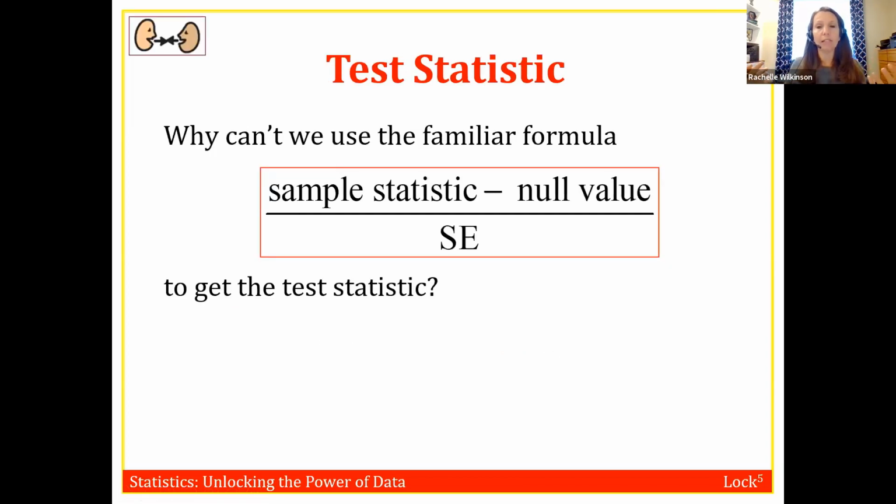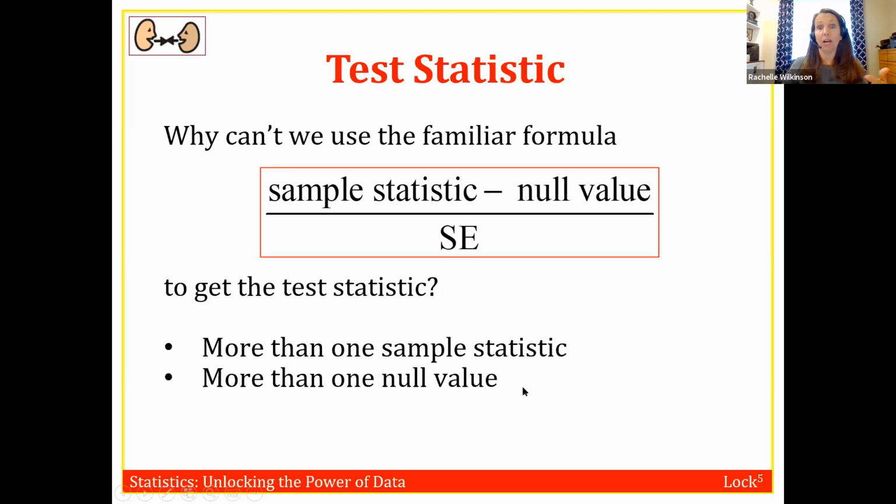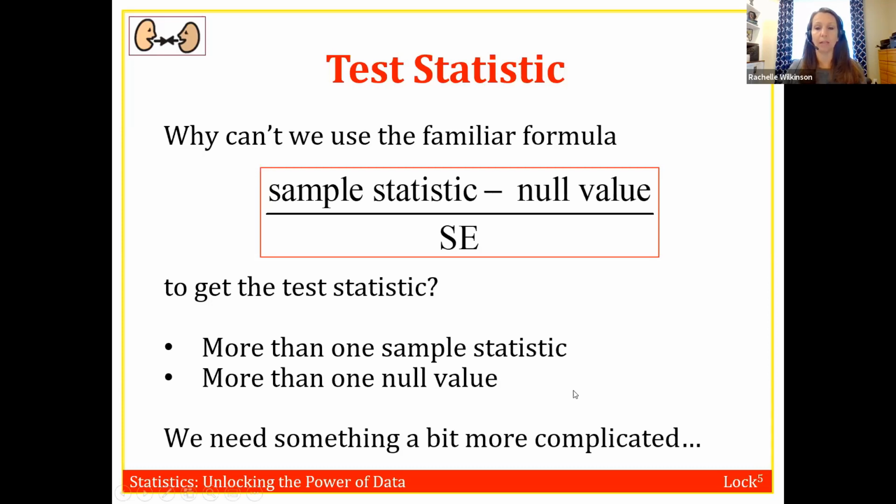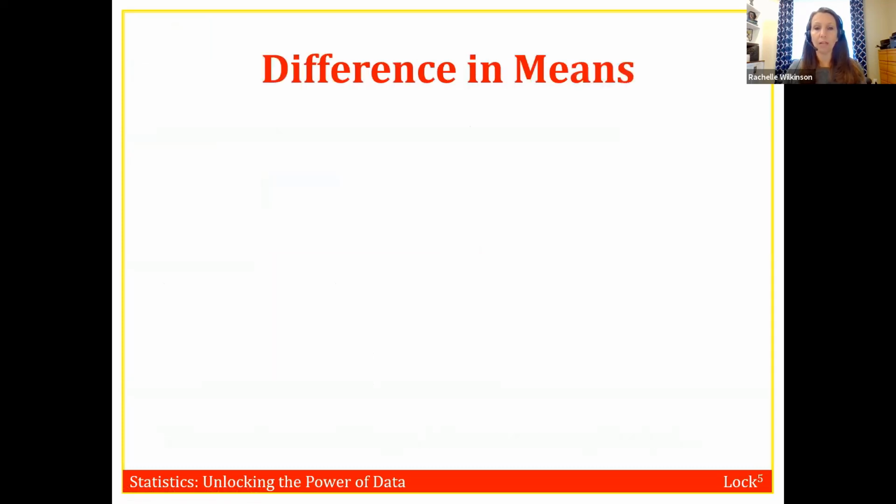So if we think about the test statistic for this overall test, when we've talked about test statistics before, we've followed this kind of basic pattern of a sample statistic minus a null value divided by a standard error. But in the case of comparing like 5 means or something, then this isn't really going to work because we have lots of sample statistics and we have lots of null values. So we can't just plug things into this nice, neat formula like we have in the past. We're going to need something a little bit more complicated.